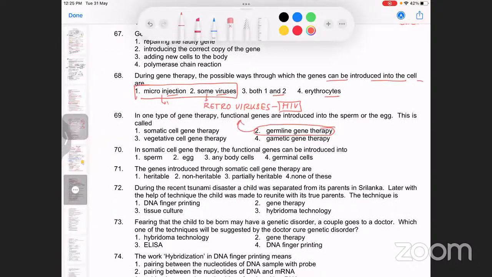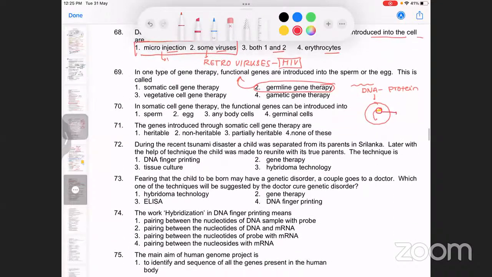It is a method where functional genes which are required, for example, a DNA segment required for production of a specific protein, can directly be introduced in the gametes. So, for example, this is an egg. A portion of DNA can be replaced, and they can introduce that DNA into it, and finally it can be used in fertilization. So this portion will be expressed even after fertilization. That is called germline gene therapy.